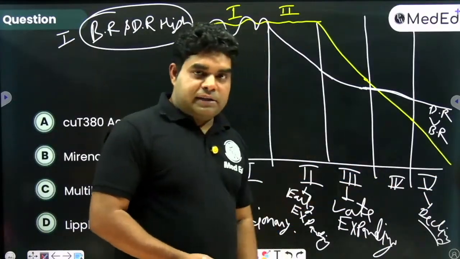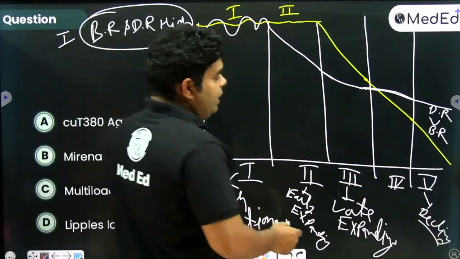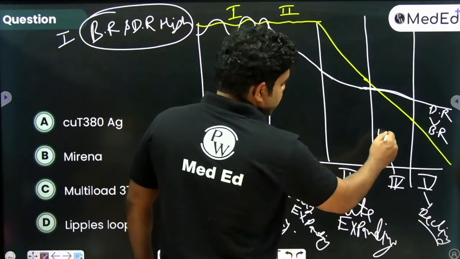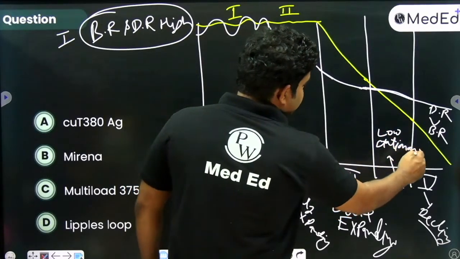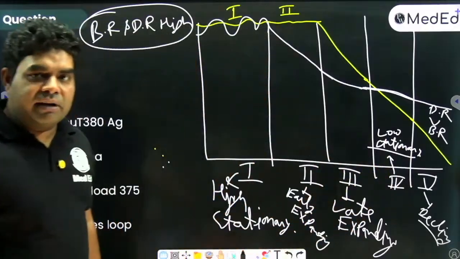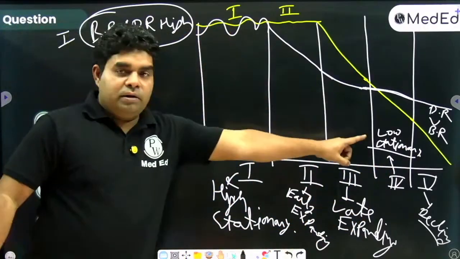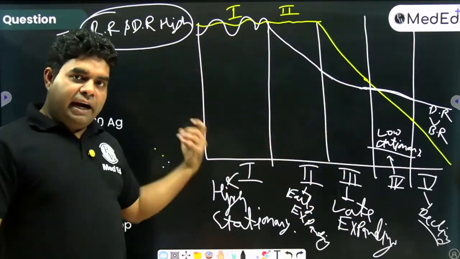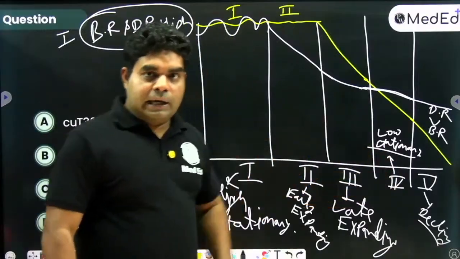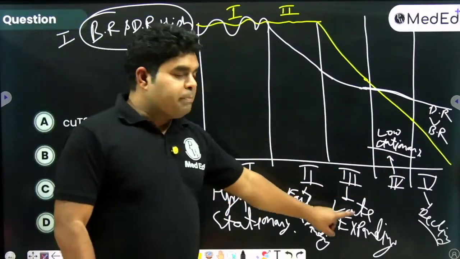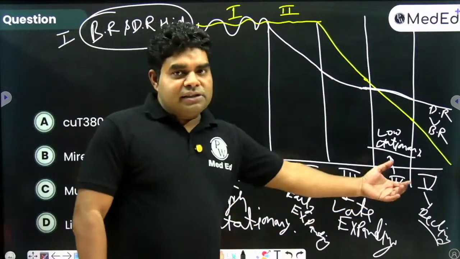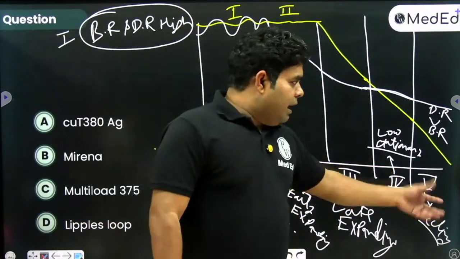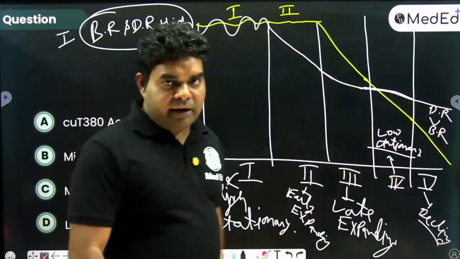And in the fourth phase, the countries are in low stationary. So look, remembering it is not so difficult, very easily you can remember the demographic cycle. First and fourth are stationary, first is high stationary, fourth is low stationary. India is in late expanding, third phase, and second phase is early expanding. Last is declining, and declining has death rate higher than birth rate.